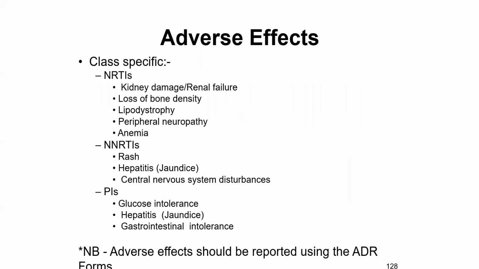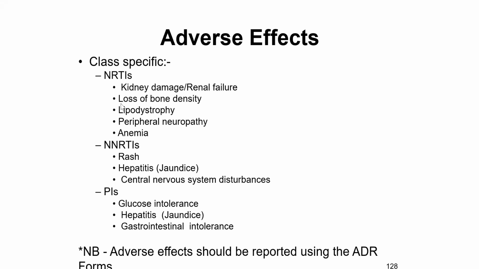Then these are the side effects of drugs. I didn't put the side effects of integrase inhibitors, but I think you can add them. Our side effects are class specific. They depend on the class the drug belongs to. That's why I gave that background information, to say we've got our NRTIs, our NNRTIs, our PIs, because the side effects depend on that. We have what we call class-specific side effects. We also have drug-specific side effects.